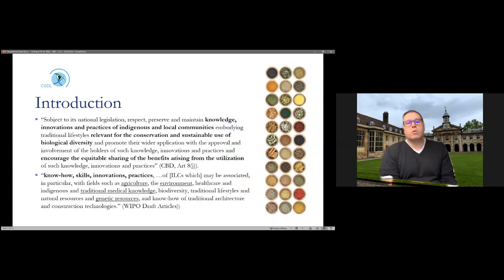But I made reference to an element there, which is traditional knowledge, which raises the question of what is that? Now, there's one main internationally accepted definition. It's found in Article 8(j) of the Convention on Biological Diversity. And it really can be summed up as knowledge, innovation, and practices of indigenous people and local communities.